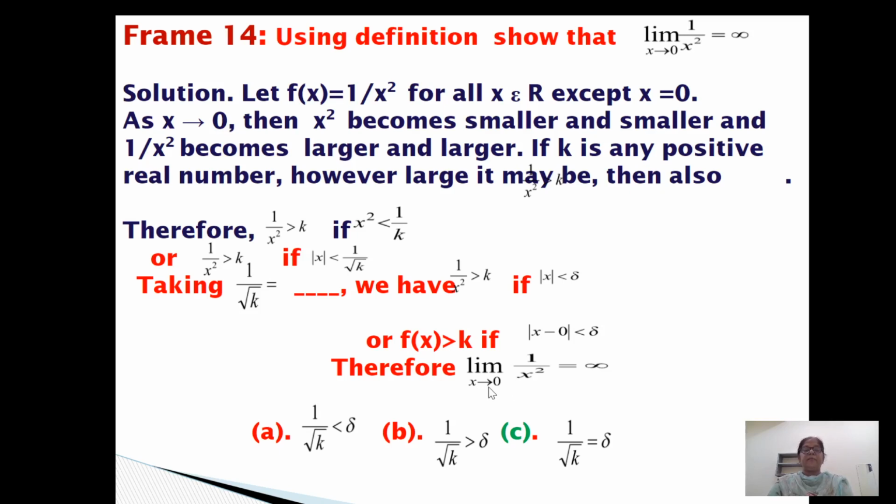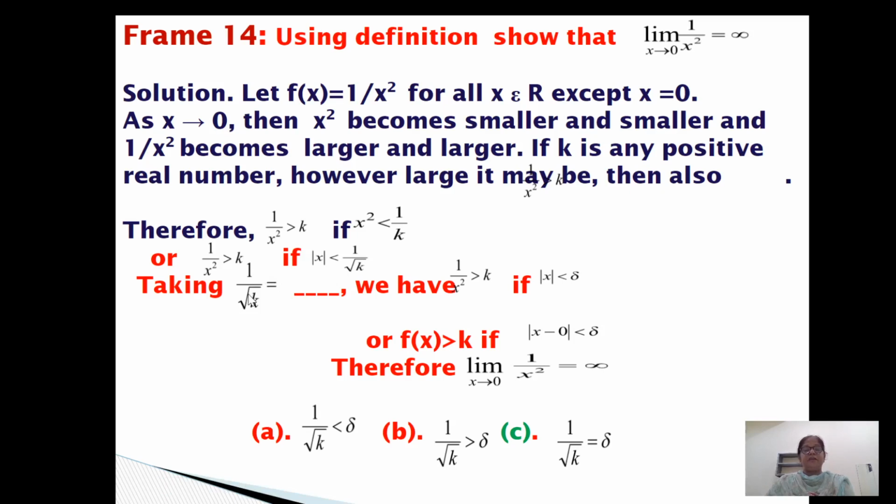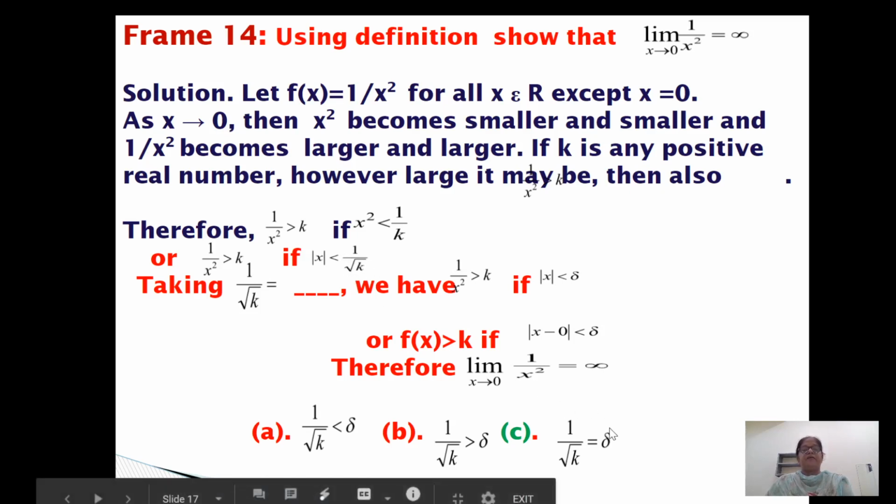Then the question arose, what did we take as delta? We took 1 over under root k, so this 1 over under root k is equal to delta. Okay.